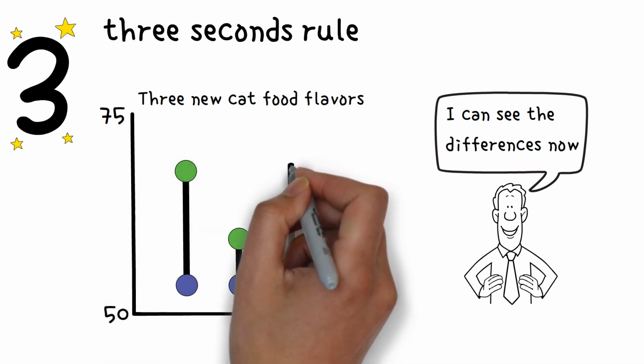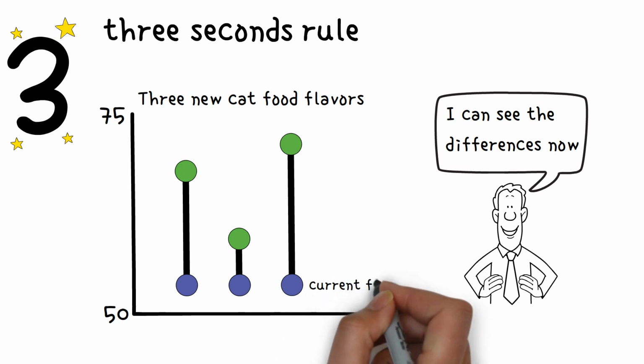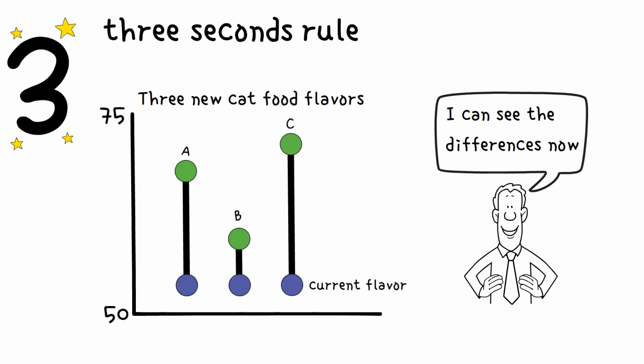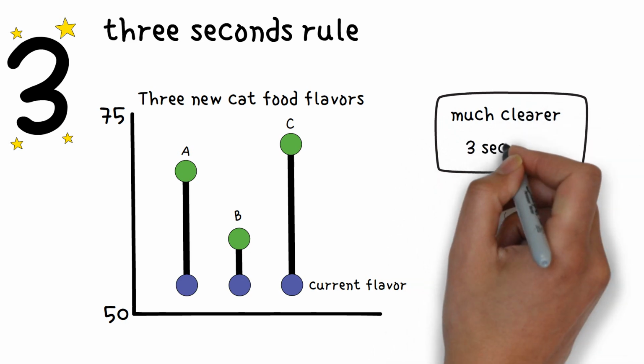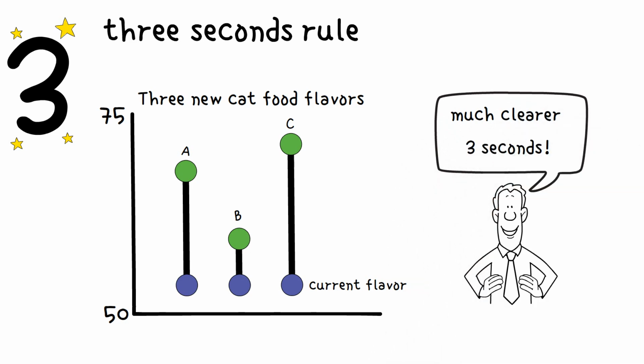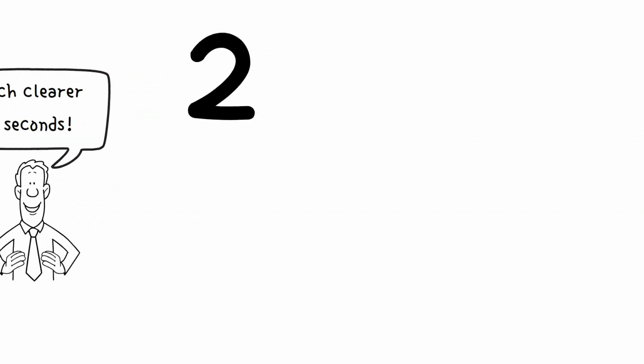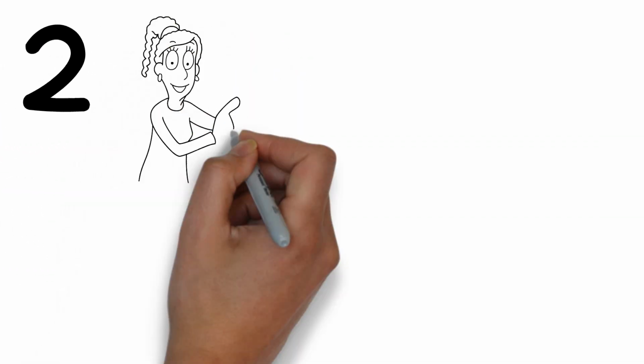Now, a quick 3-second glance will show your audience that solution C offers the biggest improvement. Keeping the 3-second rule in mind ensures that you don't lose your audience before your point is made. This leads us to 2.